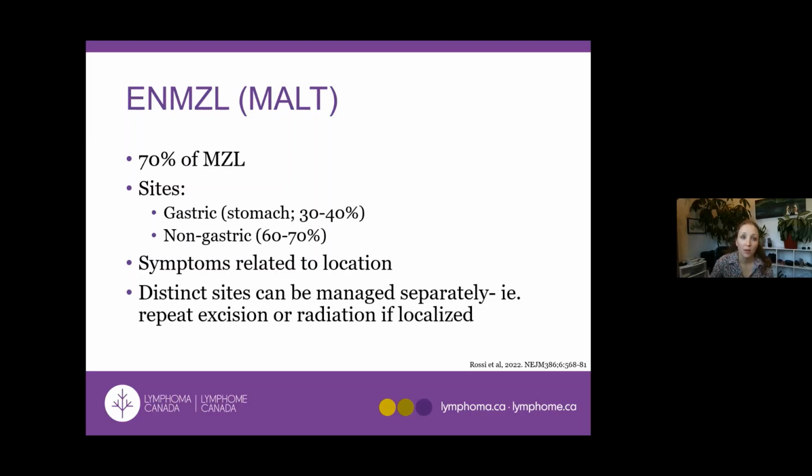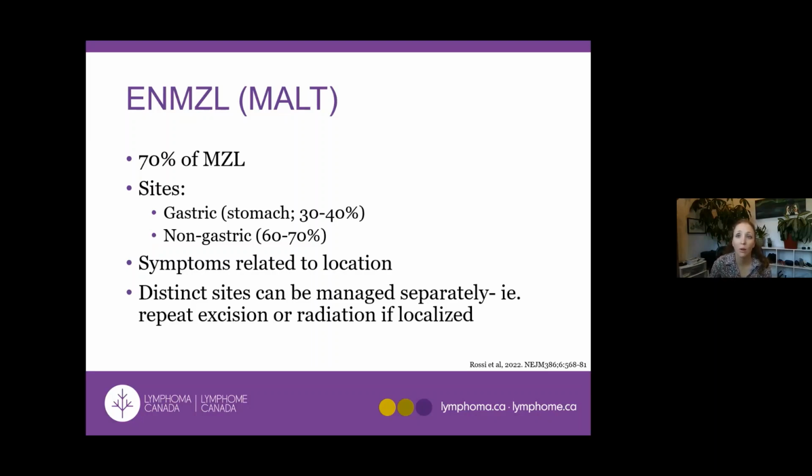Talking further about extranodal marginal zone lymphoma, or MALT, this makes up about 70% of marginal zone cases. It can either be in the stomach, which is the largest category, or non-gastric, which is about 60 to 70%, and that includes ocular, thyroid, breast, lung, and gut. Really, anywhere you have a proliferation of lymphocytes or B cells. The symptoms are generally related to the location. For instance, in the stomach, individuals can have pain or reflux symptoms, difficulty eating, or bleeding in their bowels.